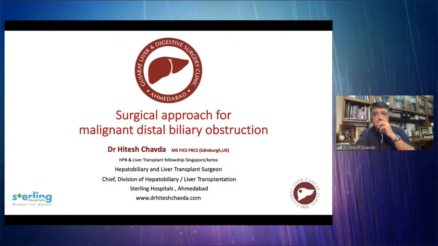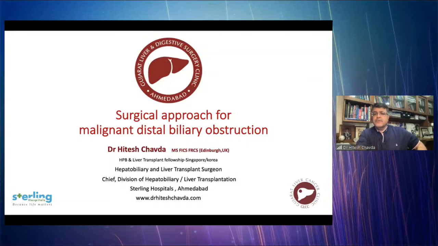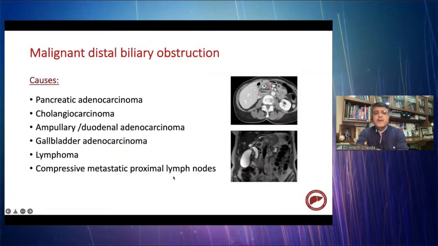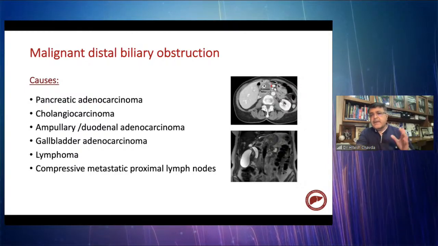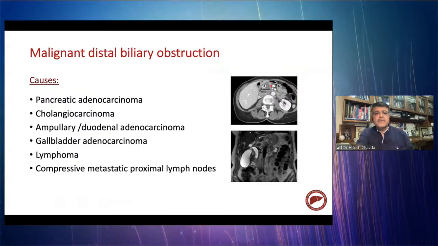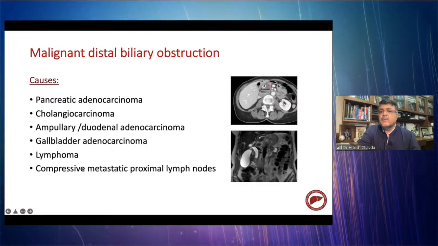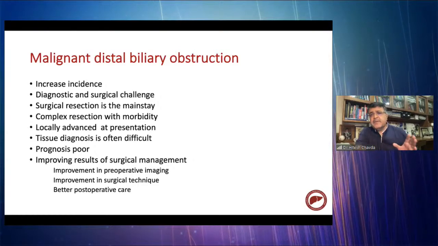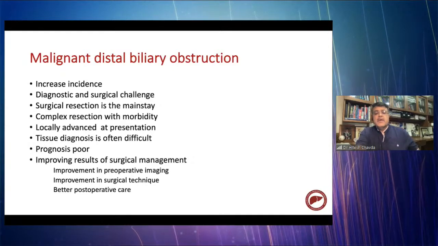I'm going to touch upon a few aspects of surgery for distal biliary obstruction due to malignancy. There is going to be some overlap with what Dhawal has said. So the common causes are pancreatic malignancy. About 70-80% of pancreatic tumors will have the tumor in the head. So that's a common reason. Cholangiocarcinoma, ampullary cancer, carcinoma gallbladder, or metastatic nodes are the other common reasons. The incidence is increasing. The diagnostic and therapeutic challenge is always there for such patients.